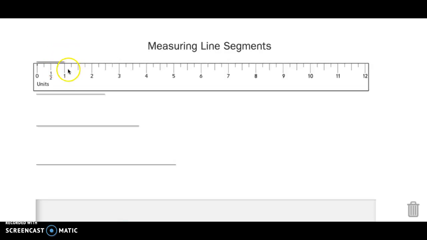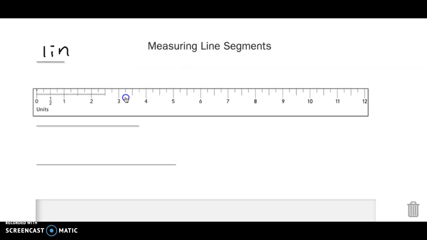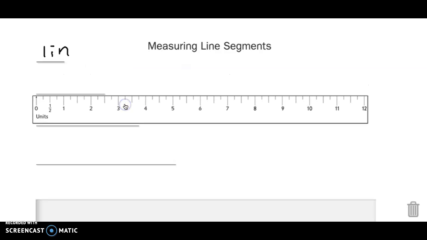So what would this measure to be? Well, look at, here's 1. So let's say if this was 1 inch, or if we were measuring in inches, it would be 1 inch. Okay, that makes sense to me. Now we're going to drag this down, lining up 0 again at the beginning of ours. You're just following along with me.